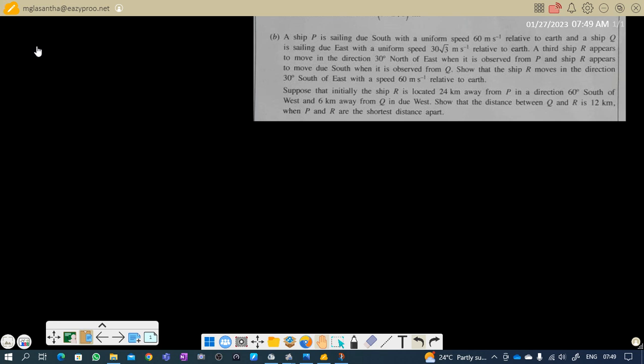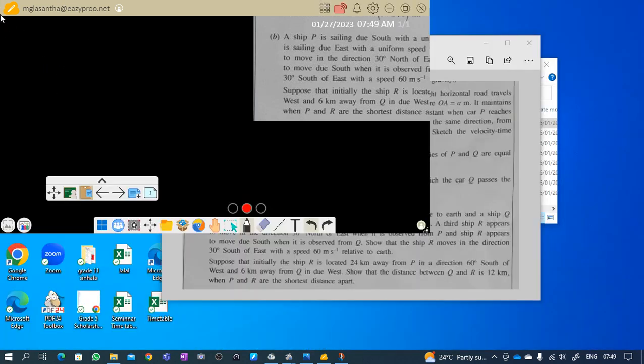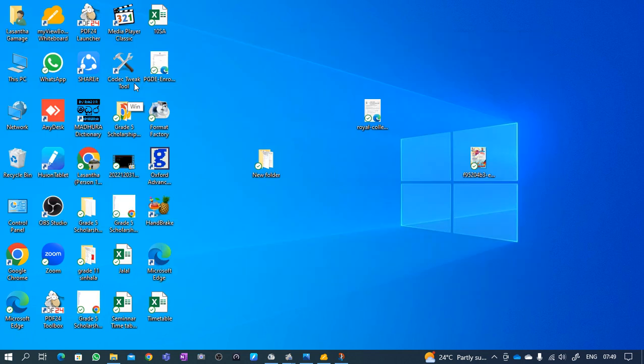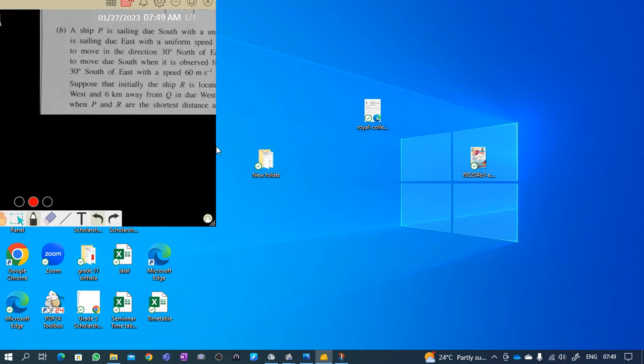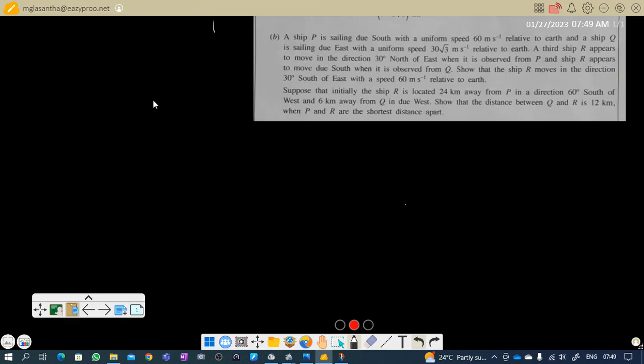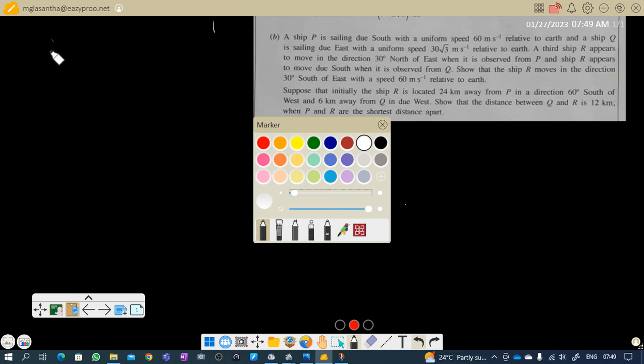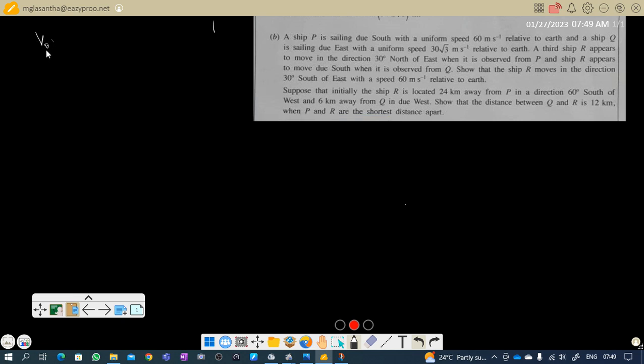So you are given that the velocity of P, VPE, is due south, 60 m s^-1. VQE is due east, 30 root 3 m s^-1.